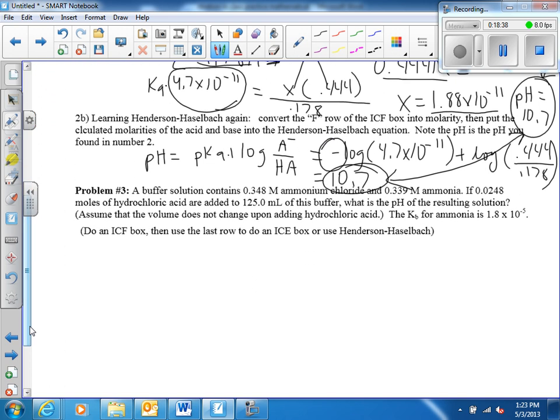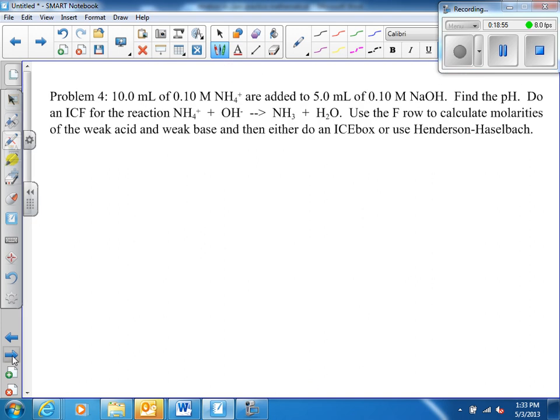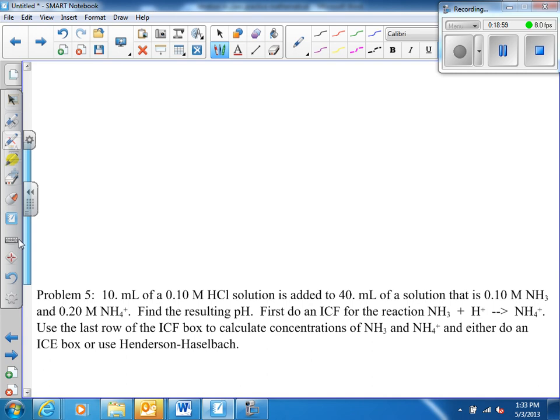Okay, number 3, I'm not going to solve for you. You should be able to do number 3. And I'm going to give you one other problem to do, and that will be the end of your homework tonight. Okay, I have the other problems. This is problem 3, problem 4, problem 5. I'm going to put up the solutions.